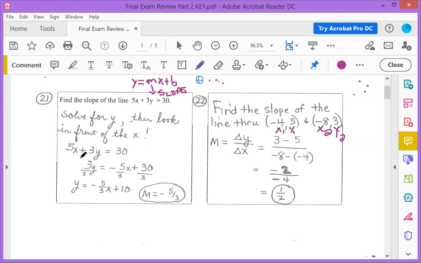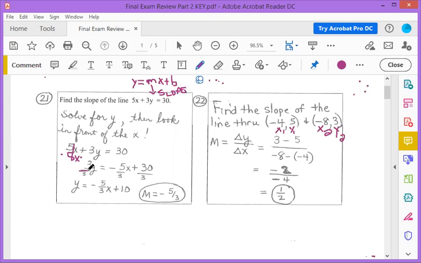First, what we want to do is subtract our 5x from both sides of the equation. Now when we subtract 5x, they cancel on the left side and we're left with 3y equals. On the right side, we subtract 5x and we get negative 5x plus 30.